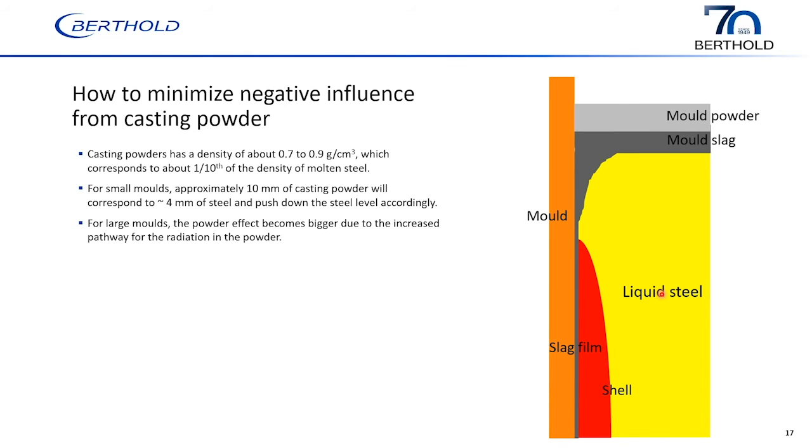For large molds, the powder effect becomes bigger due to the increased pathway for the radiation in the powder. If you have a really big mold or really big bloom, let's say a cross section of 500 millimeters, a radioactive or radiometric mold level system cannot really distinguish between powder and steel anymore, and will see the powder as steel. But this we try to solve by not shooting across large molds. I mean, trying to use corners and so on to decrease the pathway for the radiation.